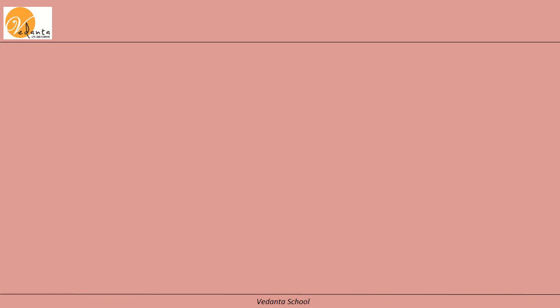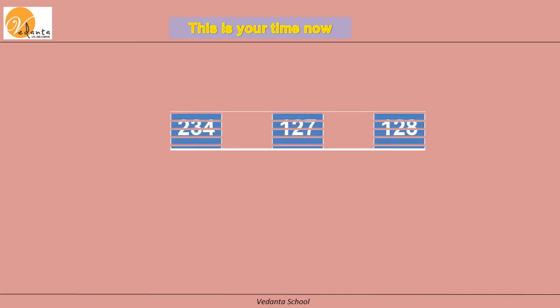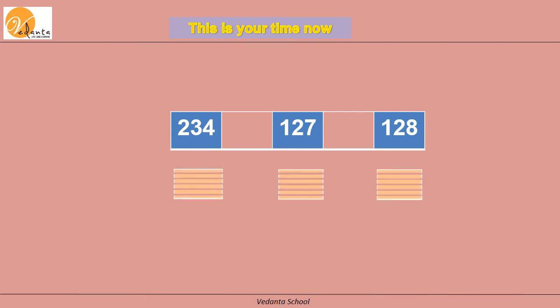Here comes the last example, but this is your time now, kids. You should be solving it and I am not telling you the answer. So what are the numbers? 234, 127, 128. Kids, if you want, you can pause the video, write these numbers on a sheet of paper and try to solve it. I will be giving you some clues now and then. Here is where you will be writing the answer.